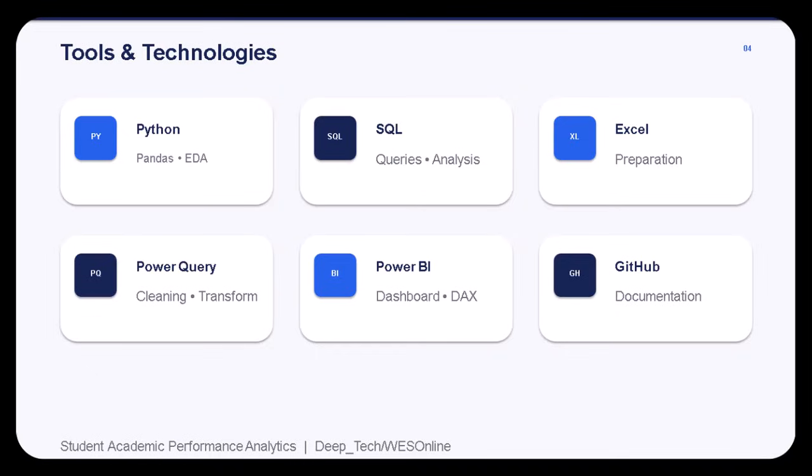Tools and technology. I used several tools throughout the project. Python and Pandas were used for exploratory data analysis. SQL was used for data querying and analysis. Excel and Power BI supported data preparation and transformation. Power BI was used to develop the interactive dashboard, KPIs, and visualization. Finally, GitHub was used for project documentation and version control.